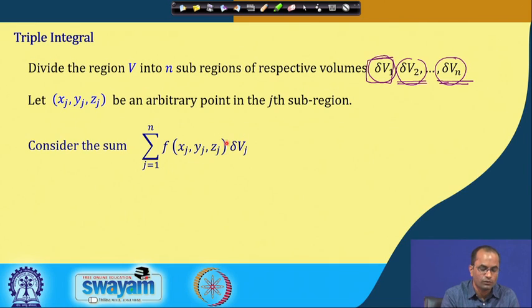Sum over all the volumes delta V j multiplied by the function value, the function value at this point x j, y j, z j, which we have considered in the jth subregion, and we are adding this multiplication over all these regions. That means this j is varying from 1 to n.